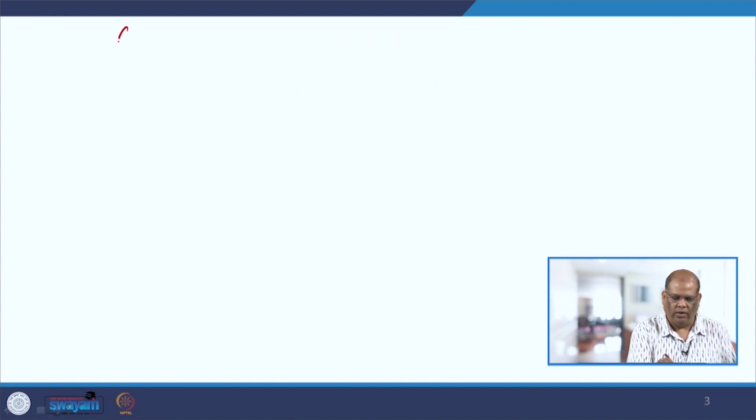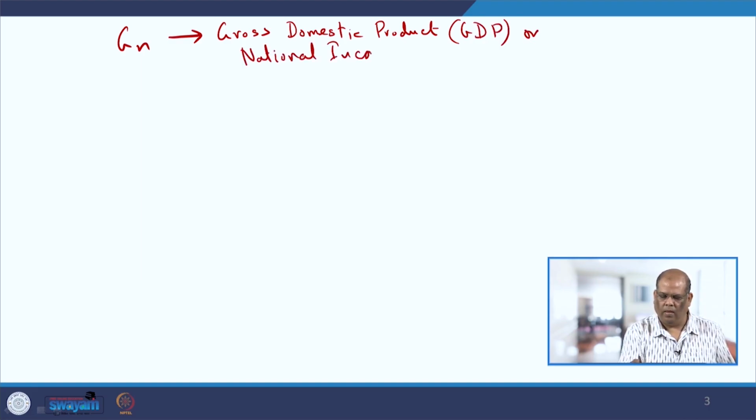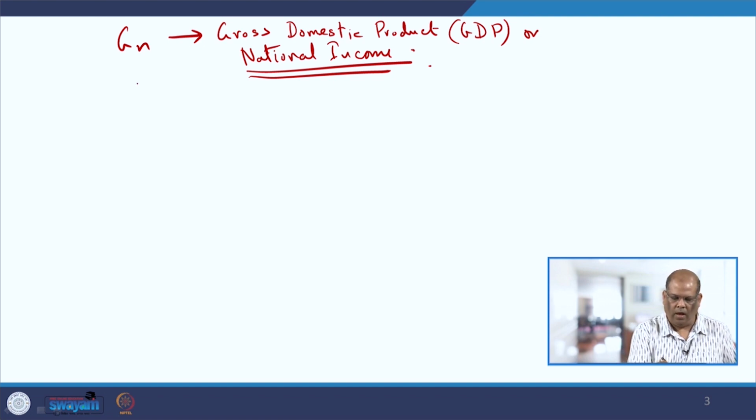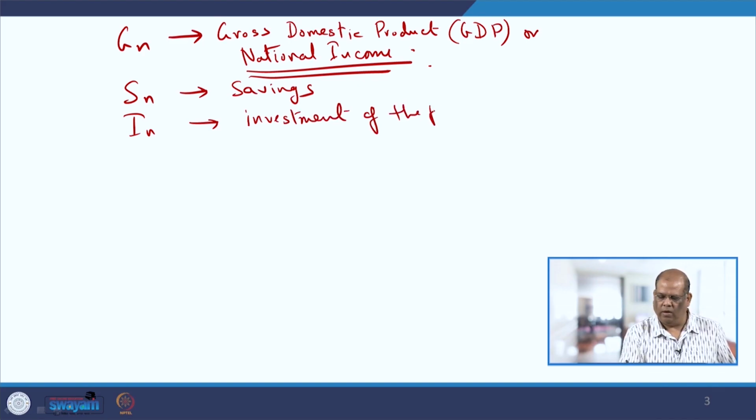The first one, let's denote by Gn, which is called gross domestic product, GDP, or national income. So, we use the word national income. Then you have savings and you have investment. The savings of the people, investment of the people.